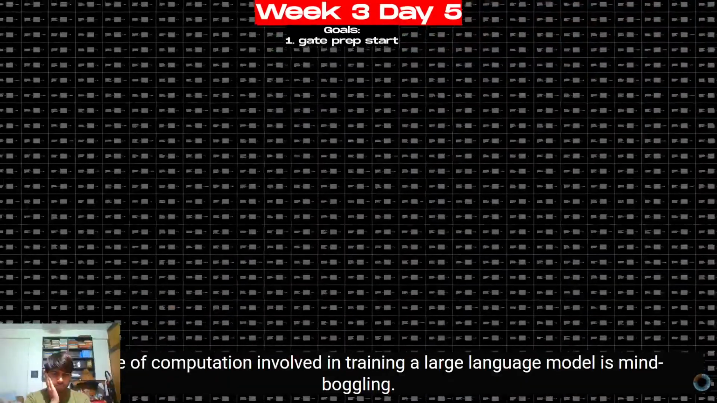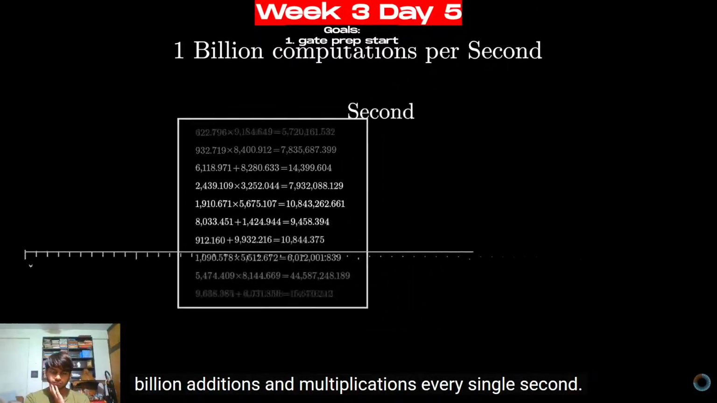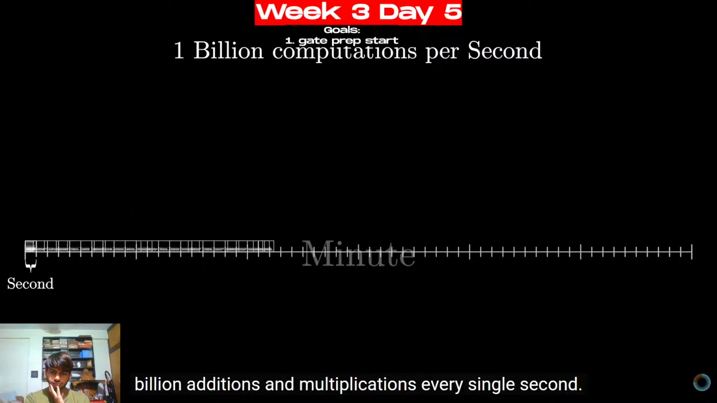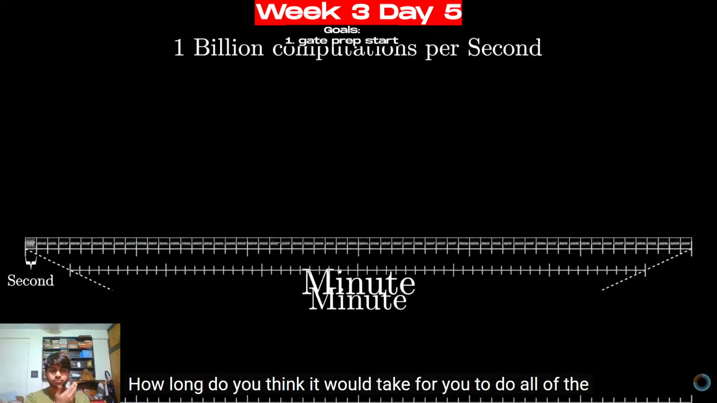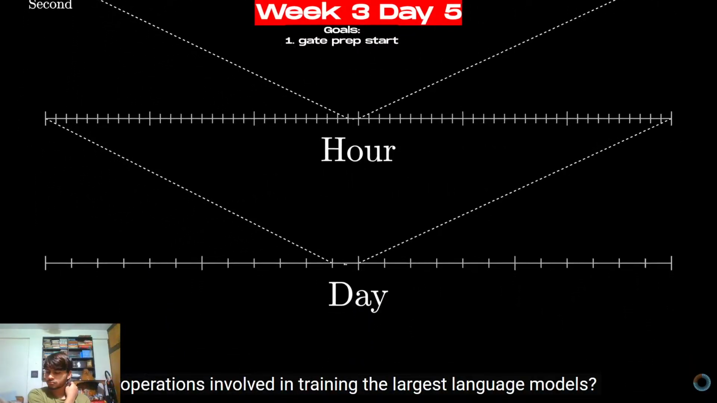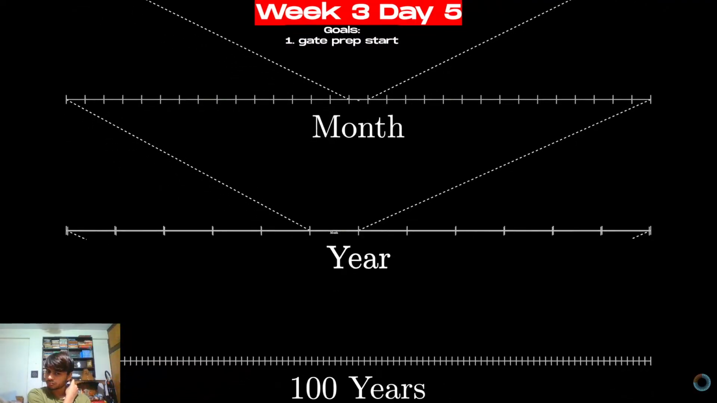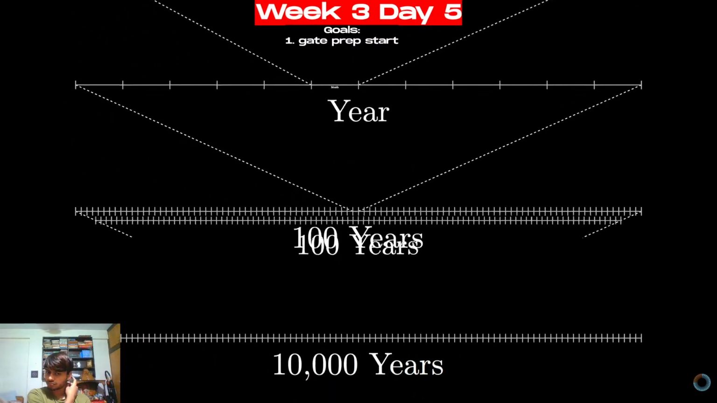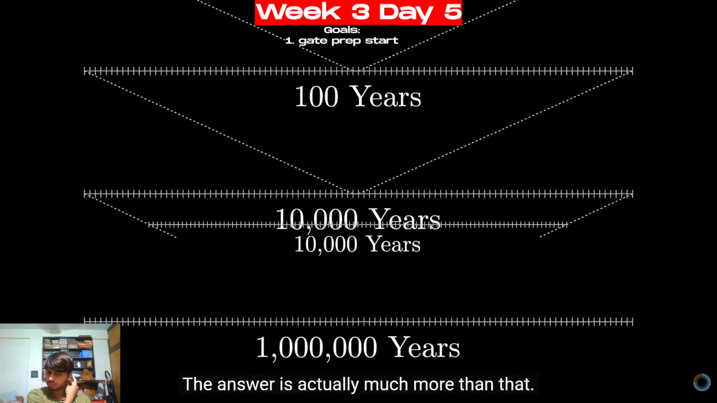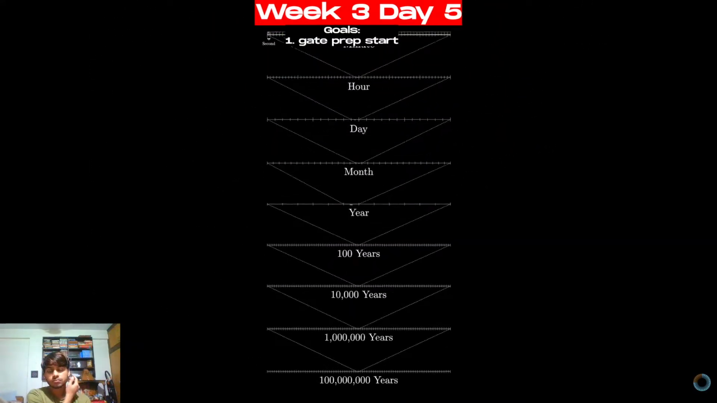Given the huge number of parameters and the enormous amount of training data, the scale of computation involved in training a large language model is mind-boggling. To illustrate, imagine that you could perform 1 billion additions and multiplications every single second. How long do you think that it would take for you to do all of the operations involved in training the largest language models? Do you think it would take a year? Maybe something like 10,000 years? The answer is actually much more than that. It's well over 100 million years.